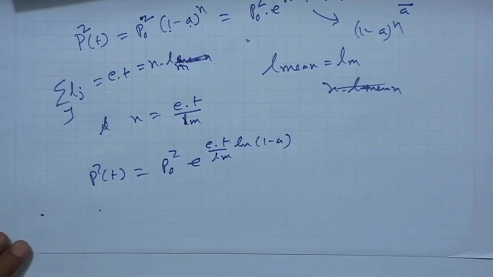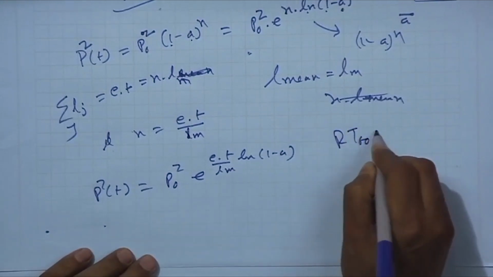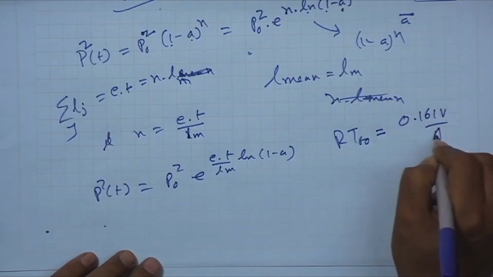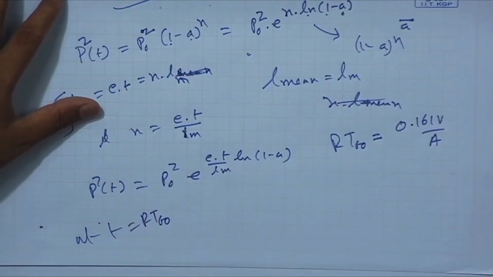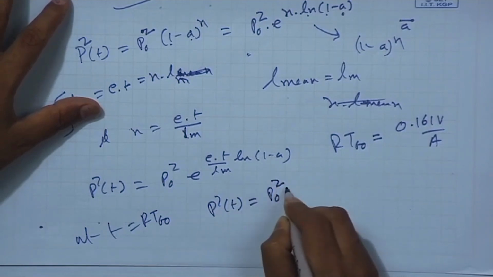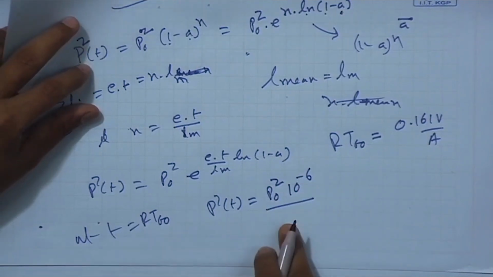Okay. So, what is RT60? RT60, reverberation time, is given by 0.161 V by A. It is the time required for the pressure to decay by 60 dB when the source is off. So, I can say at T equal to RT60, the P square of T is P 0 square into 10 to the power minus 6, that is, 60 dB down, 10 to the power minus 6 times down.